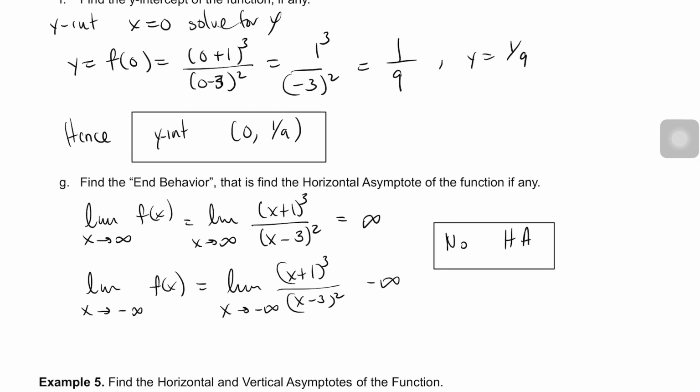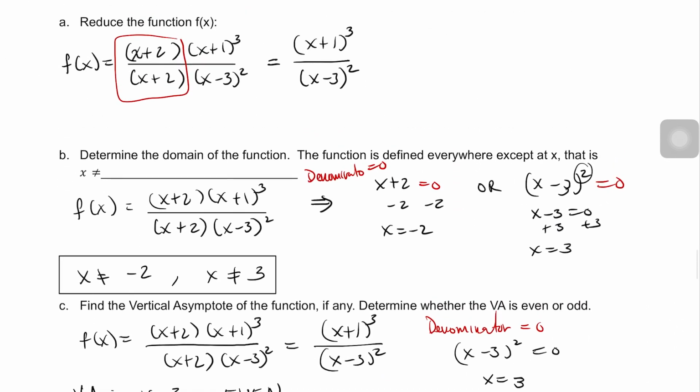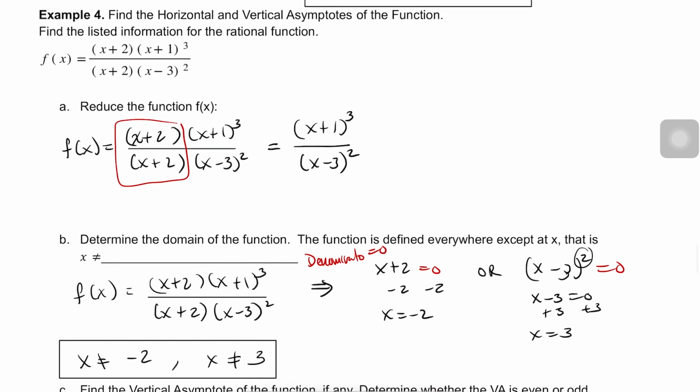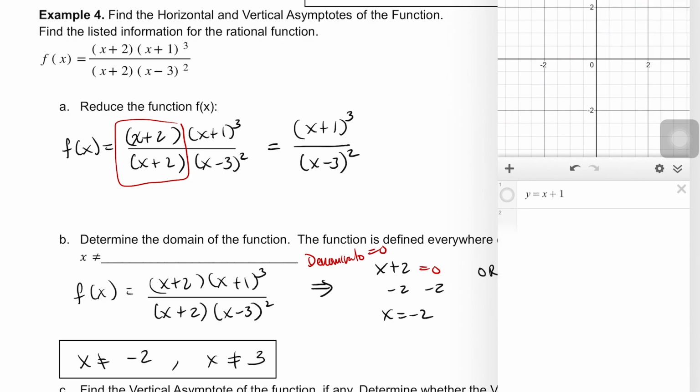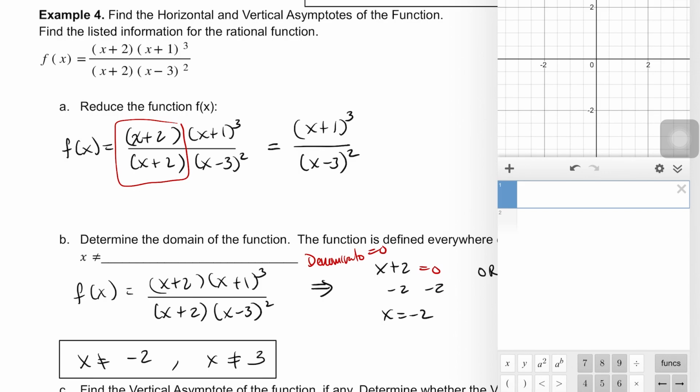All right, and then we can just draw this real quick. So we have the function: x plus 2 times x minus 3, plus 1, raised to the third power, over x plus 2 raised to the second power.